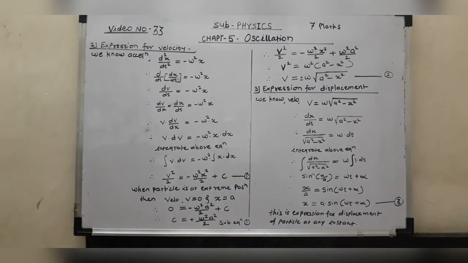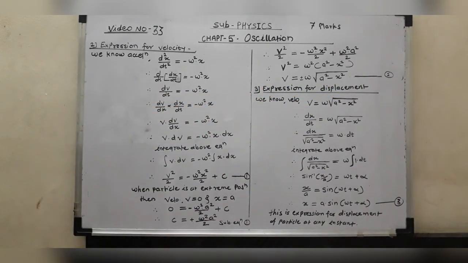We can use this formula. It is very important in numericals. v is equal to plus minus omega under root A square minus x square. Now the third expression is the expression for displacement.